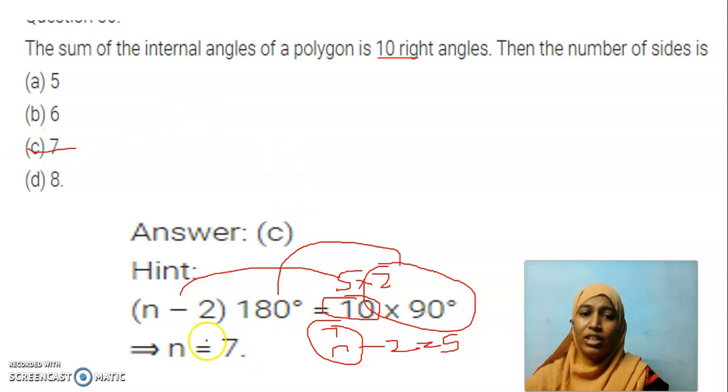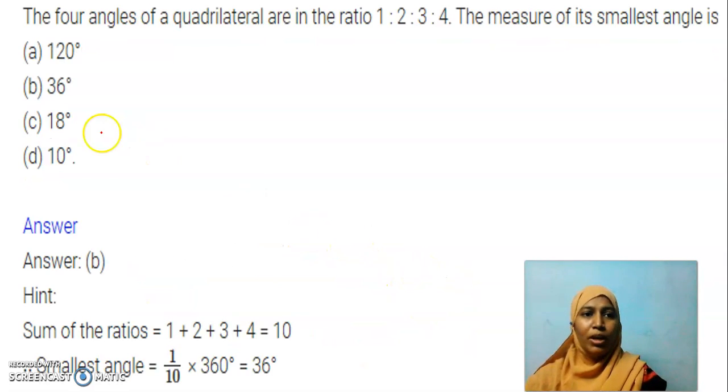Is it clear, children? You can simplify using the linear equation method also. Multiply 180 into 5, that is 900. Transposing, everything can be done.